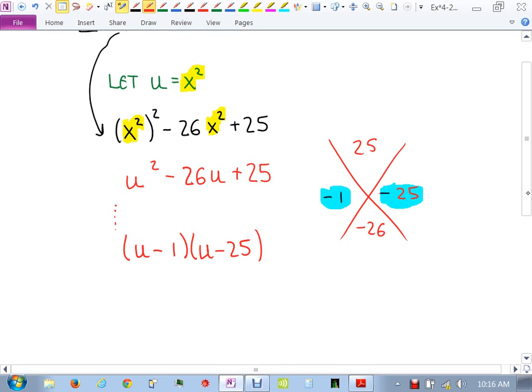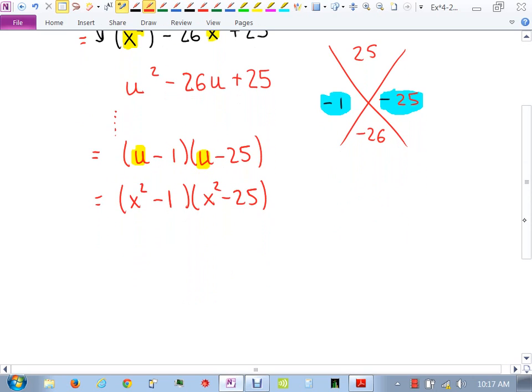Now, because the problem was originally in terms of x, and now our answer is in terms of u, we've got to switch back now. So everywhere you see a u now, replace it back with your x squared. All right? That u and that u get replaced back. So it's going to be x squared minus 1, x squared minus 25. And both of those are what? Difference of squares. So the first one turns into something and the second one turns into something. X plus 1, x minus 1, x plus 5, x minus 5.